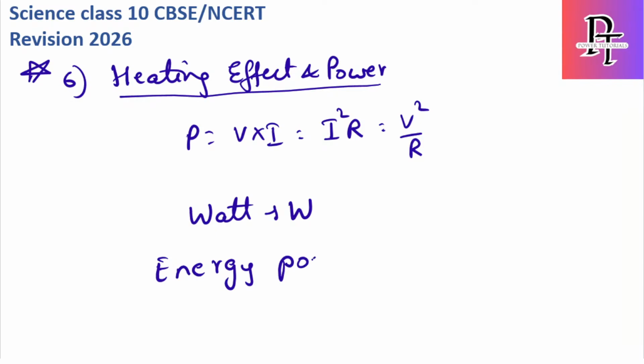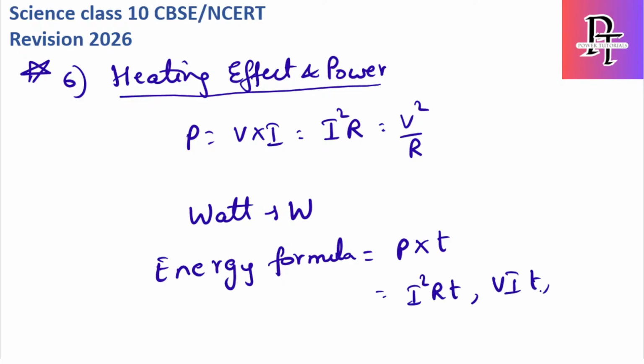Energy formula, we also call it as in terms of heat, because the energy where it is getting dissipated in resistance is in the form of heat. Okay, so I'm sorry, it is not power, it is energy formula. Energy formula is power into time. Okay, so simply it becomes I square RT or VIT or V square by R T. All are correct, but based upon the situation you have to use which formula is important.